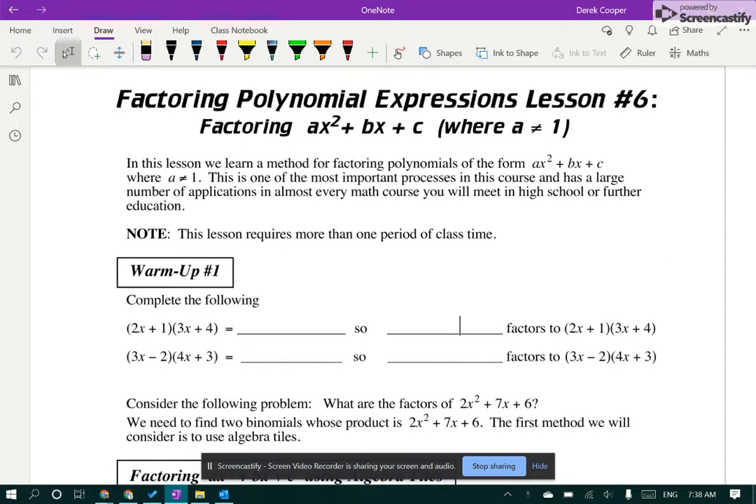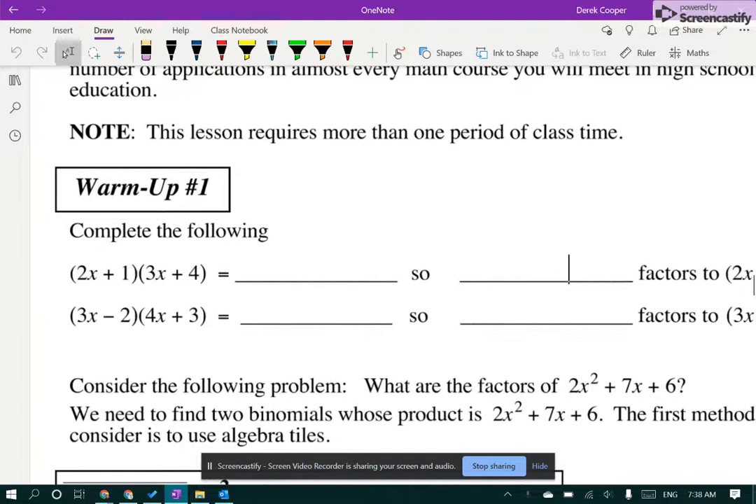All right, so we are on polynomial expressions, factoring polynomial expressions, lesson 6. As always, we start with a little bit of a review. So (2x + 1)(3x + 4). If we expand and simplify, we get 6x squared plus 11x plus 4.